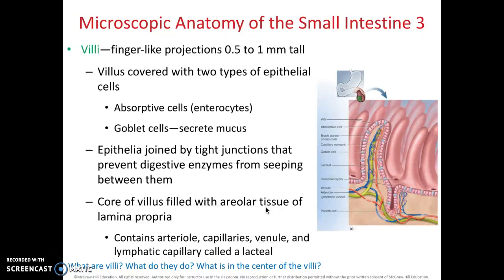So villi are finger-like projections, which you can see here. These have epithelial cells that are joined by tight junctions that are going to prevent the digestive enzymes from seeping between them, which, as you can imagine, would be pretty bad. Each villus itself contains an arterial capillary, a venule, and a lymphatic capillary, which is called a lacteal. If you remember, here's the lacteal right there. Remember from our lymphatic lecture, the lacteal functions in lipid absorption.